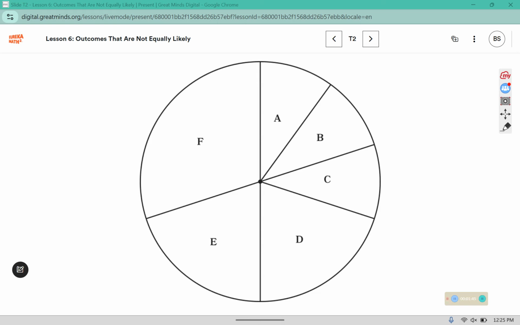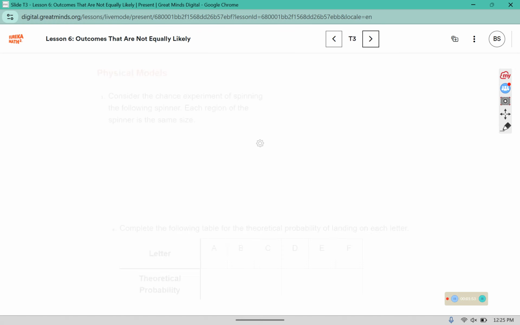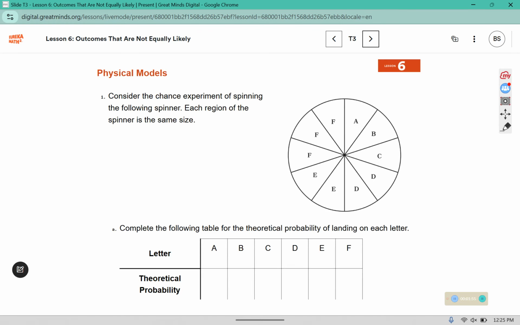Today we're going to look at some ways to find probabilities when outcomes in a sample space are not equally likely to occur. Here I have problem 1. It says, consider the chance experiment of spinning the following spinner. Each region of the spinner is the same size. Complete the following table for the theoretical probability of landing on each letter.